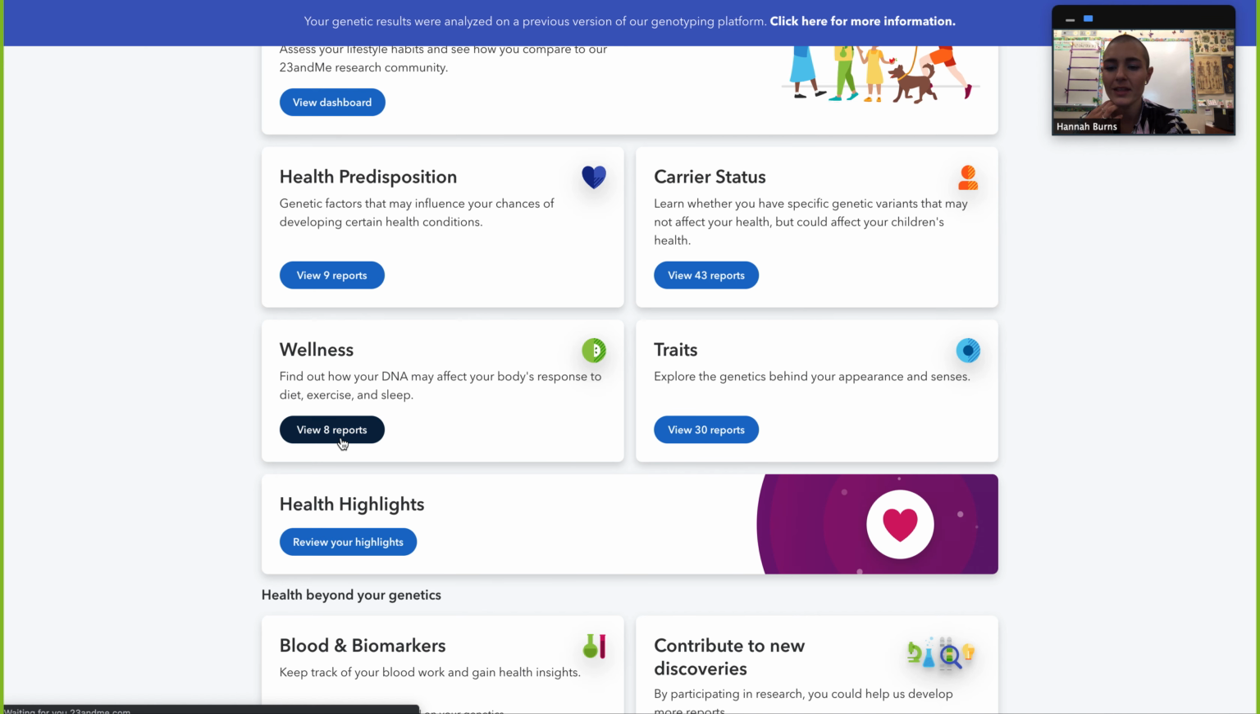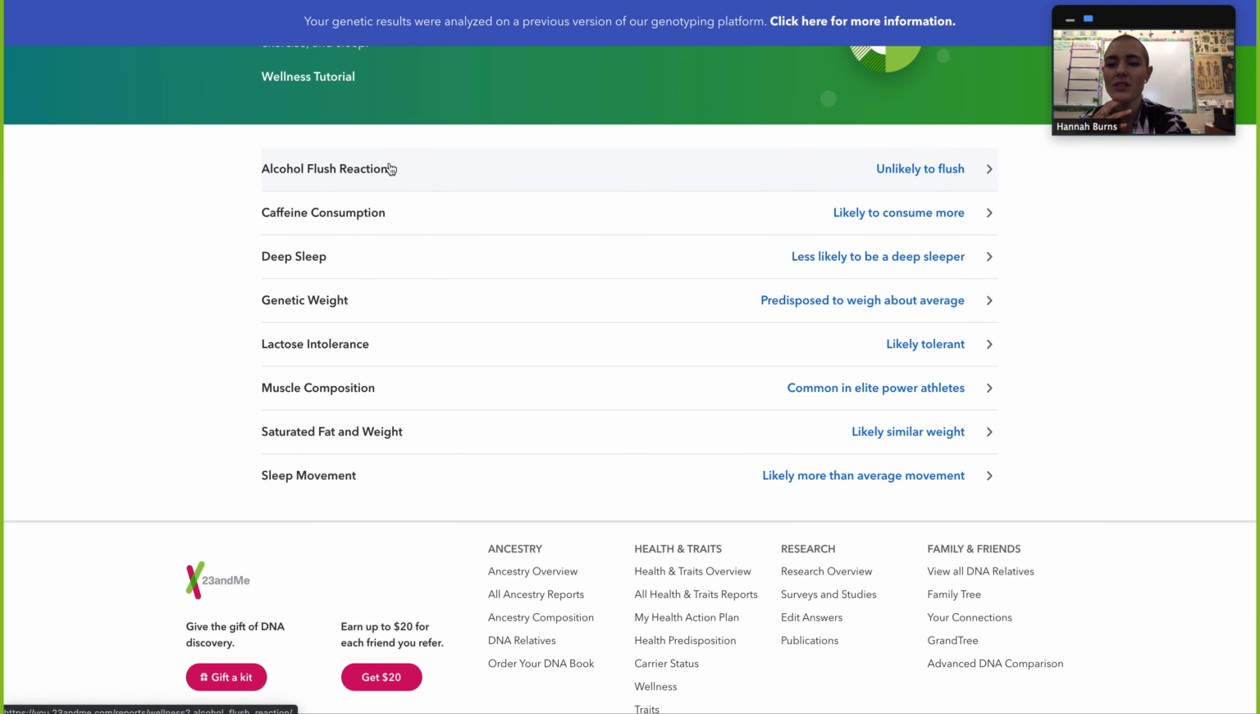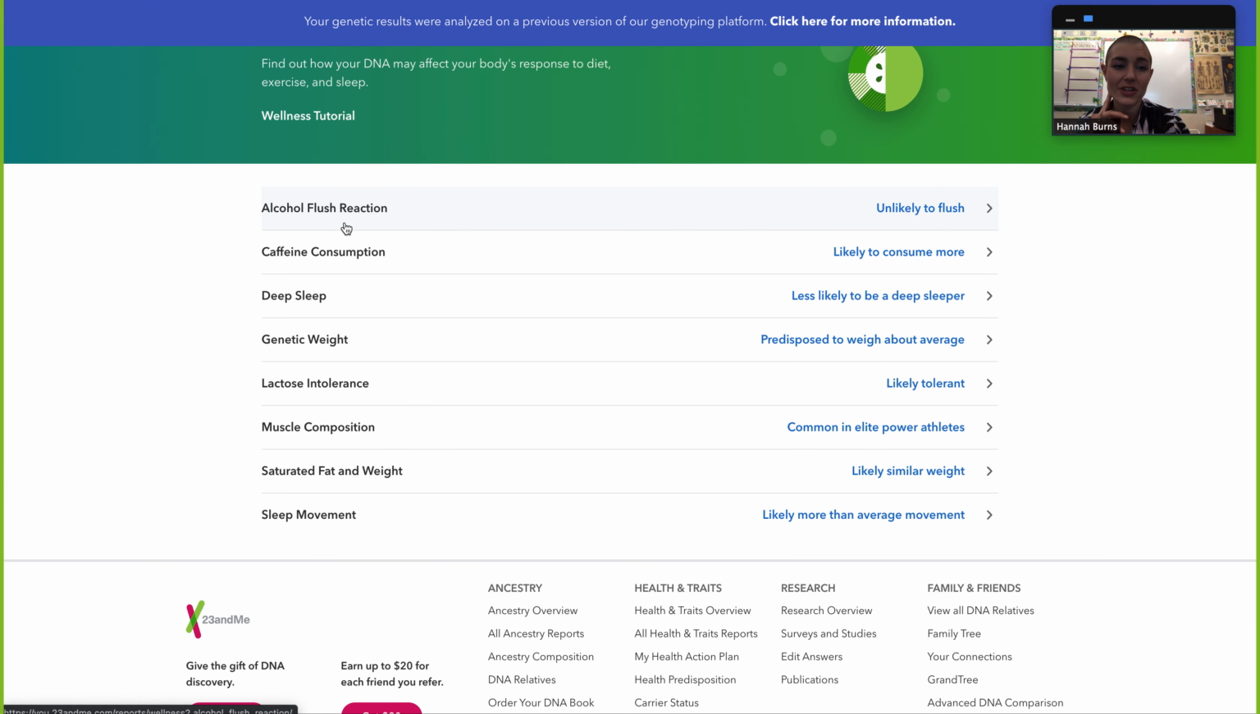Ooh, let's do wellness too. Let's just go through all of them because I just think they're interesting. So this has to do with alcohol flush reaction. That just means whether or not you get a red face when you drink alcohol. I don't know. I've never actually drunk alcohol before. It's just not my thing. So I can't tell you if this is true or not.